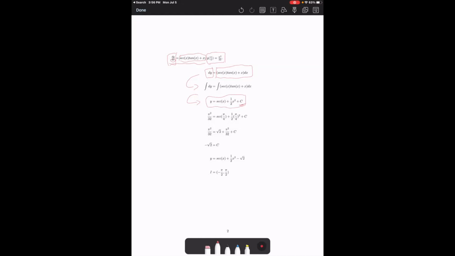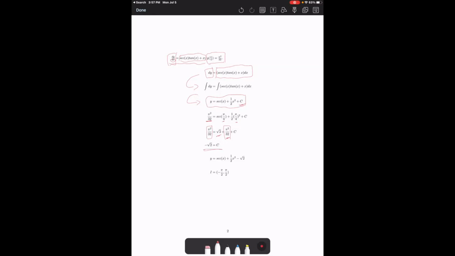But this is an initial value problem. So we need to plug in the y value as pi squared over 32 and the x value as pi over 4. So secant of pi over 4 is the square root of 2. And pi over 4 squared times 1/2 gives us pi squared over 32. Now we have a common term on the left and right, so we can just subtract those. And we're left with c is equal to the negative square root of 2.